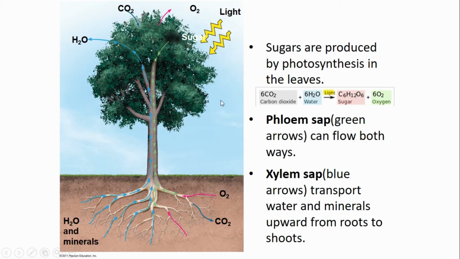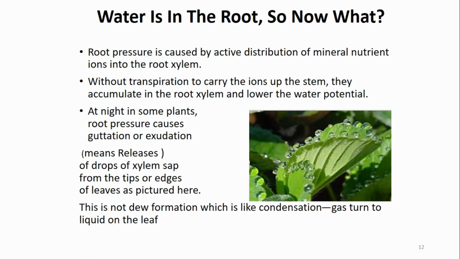The phloem sap, the green arrows, can flow both ways. The xylem sap, the blue arrows, will transport water and minerals upward from the root to shoots. Shoots are like the leaves. Now water's in the root. So now what? Root pressure is caused by the active distribution of mineral nutrients into the root xylem.